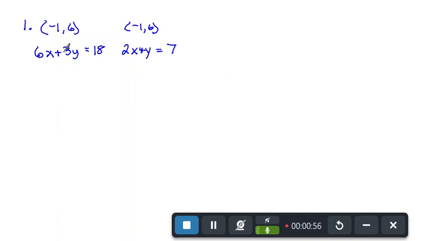So what they mean by a solution is, if I plug -1 in for x and 6 in for y into both of these equations, and the left side is equal to the right side, then it is a solution to the system. So let's do that.